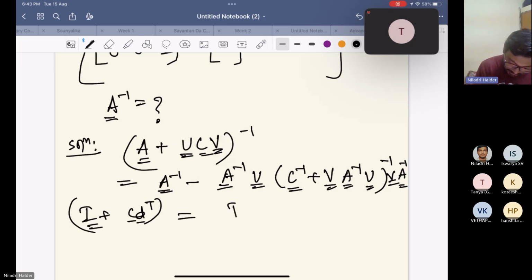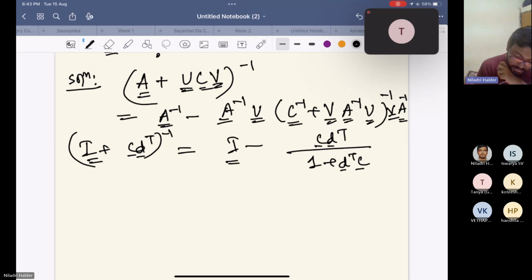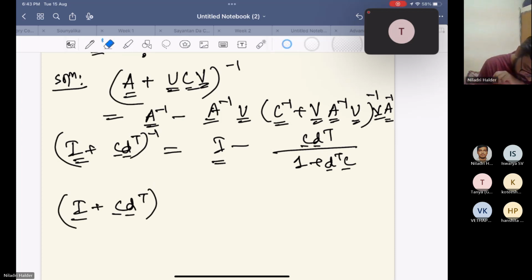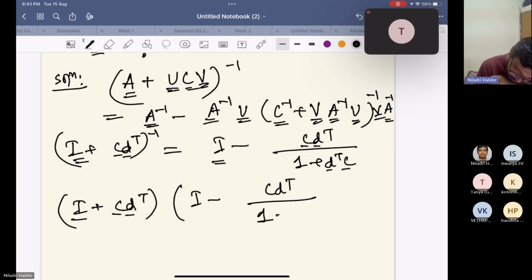Then I plus C D transpose inverse can be written as I minus C D transpose divided by 1 plus D transpose C. So this was the formula, and we can show whether this inversion is correct or not. We can just multiply. Suppose I plus C D transpose is multiplied with I minus C D transpose divided by 1 plus D transpose C.